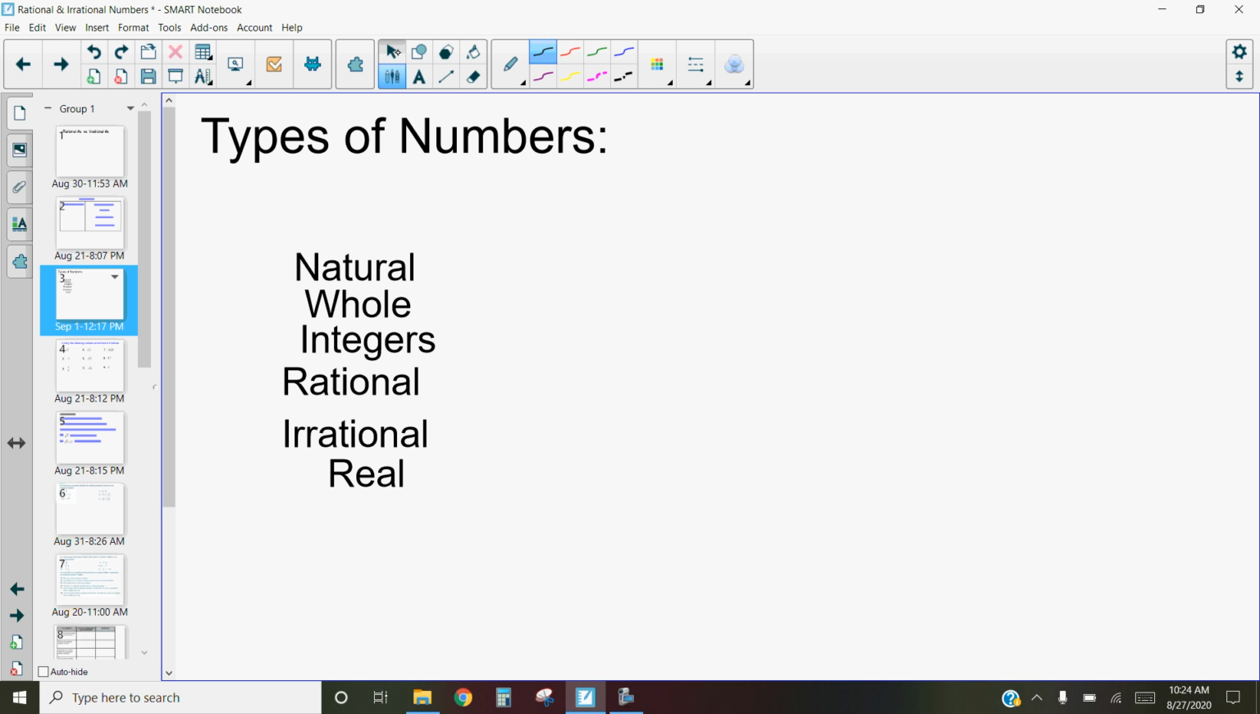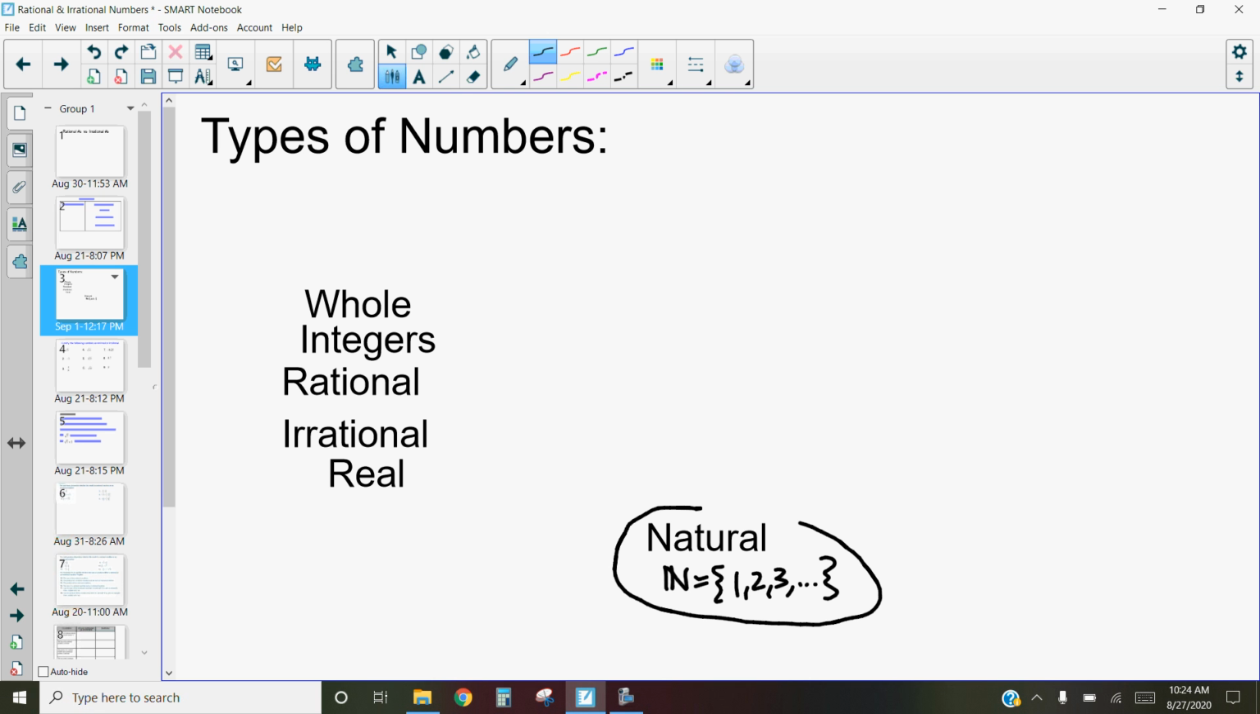First numbers we're going to look at are called natural numbers. When we're discussing the set of natural numbers, we often use this notation here, which is that fancy N. The set of natural numbers just includes numbers like 1, 2, 3, etc. So all of those positive integers, that's considered a natural number.